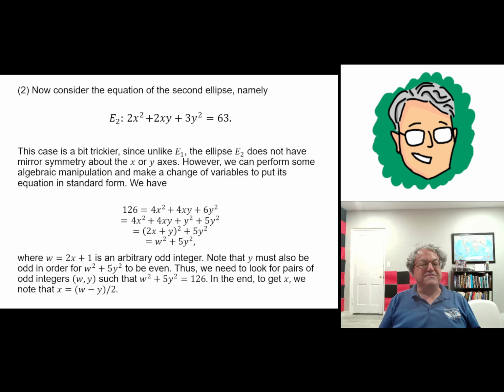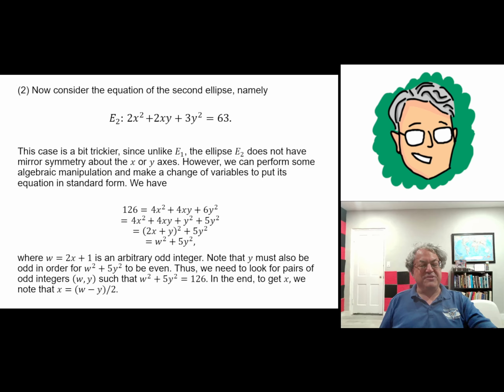But now you can complete the square. Note that 4x squared plus 4xy plus y squared is a perfect square. That's 2x plus y quantity squared. And then you're left with 5y squared. So you get 2x plus y quantity squared plus 5y squared. And now we can rename 2x plus y. We can just call that w. I'm introducing a new variable here. So now we have w squared plus 5y squared equals 126.